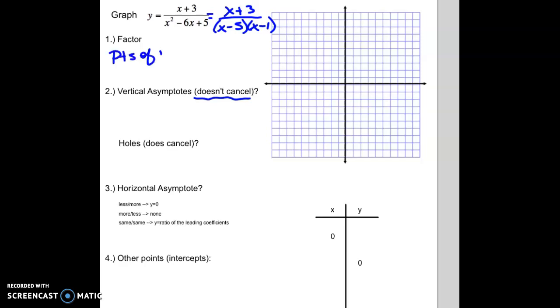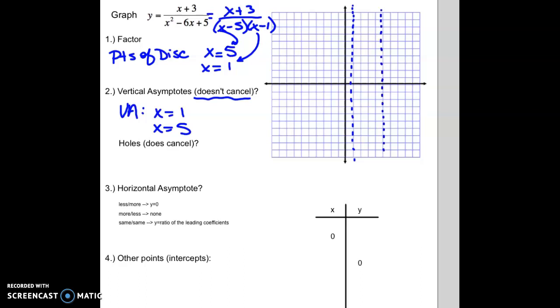Our points of discontinuity, the things that make our denominator 0, is when x is 5 and when x is 1. Okay? And since neither one of those can be canceled out, we have vertical asymptotes at both of those. So let's draw those in. We have a vertical asymptote at x equals 1 and another one at 5. Okay? And we have no holes again because we had no points of discontinuity that could be canceled out.